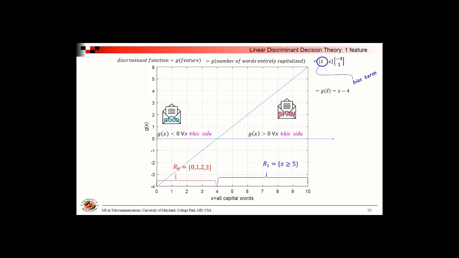And if the email only has 0, 1, 2, or 3, in this case, then it's going to be classified as good. Our boundary plane is x equal to 4. What does that mean? That if an email has exactly 4 words that are entirely capitalized, then the discriminant function is identically equal to 0, and this is the boundary between where we decide a spam email or a good email.